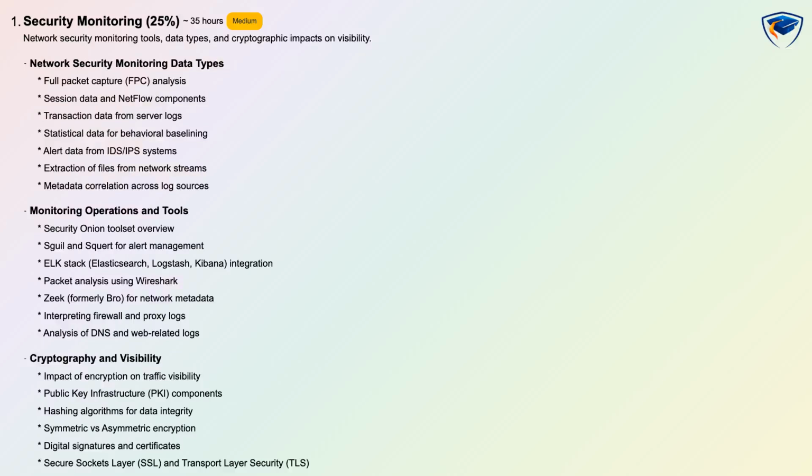The domain also covers monitoring tool sets like Security Onion, Splunk, ELK, Wireshark, and Zeek, and explains how encryption, PKI, TLS, and hashing affect visibility and investigative capability.